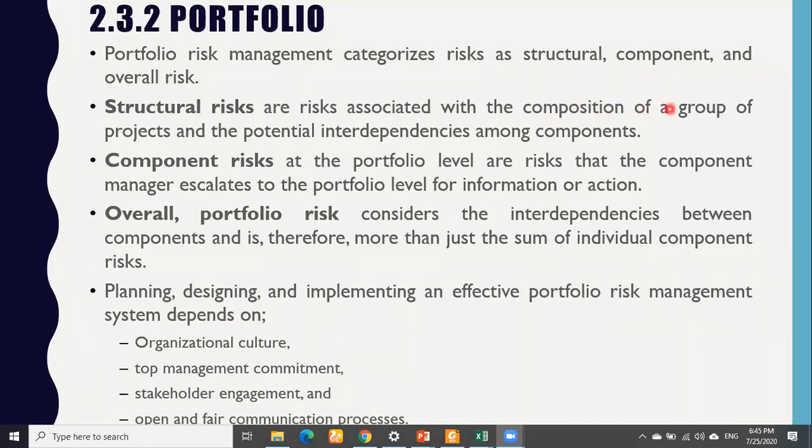And then further, in order to understand the composition, we say the potential interdependence among the components. What does the term interdependence mean? They are dependent on each other. If we are trying to give an example of interdependence, these kinds of relationships will be known as interdependent.